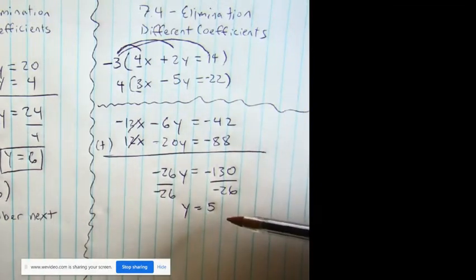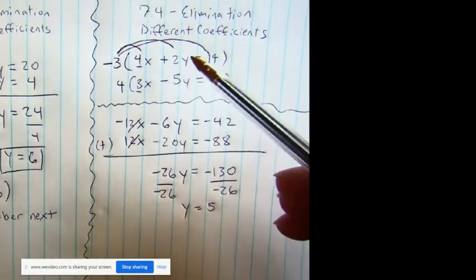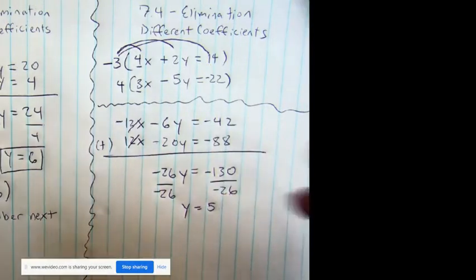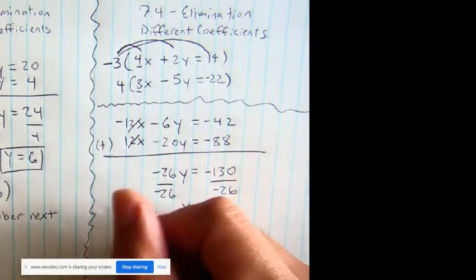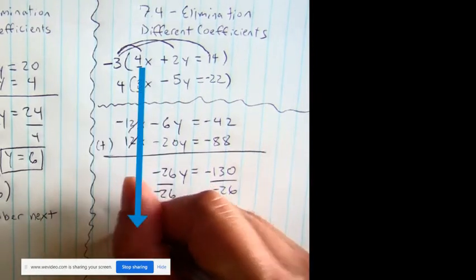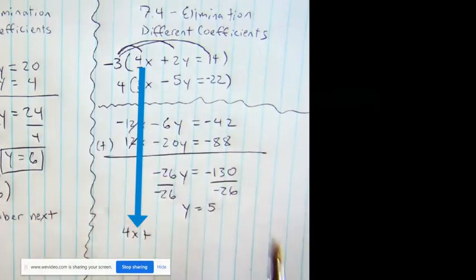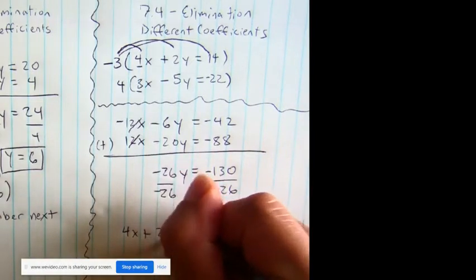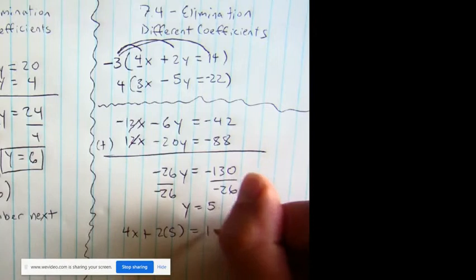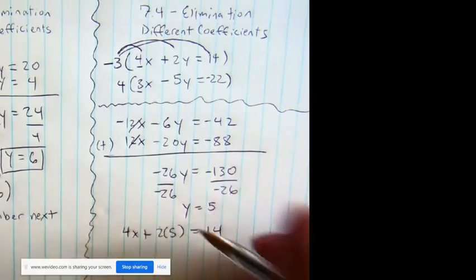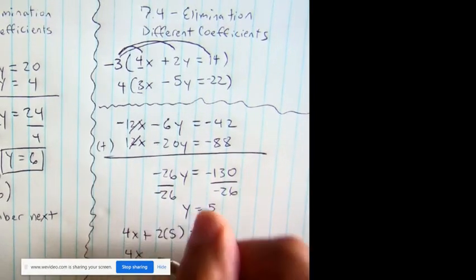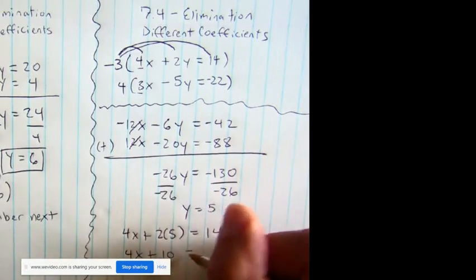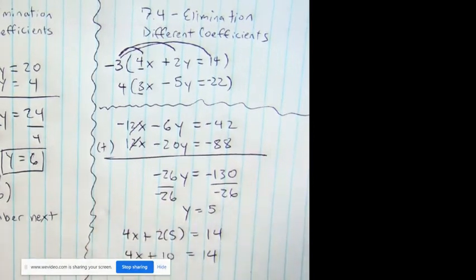So I'm going to plug the 5 into, let's go with the first equation since everything's positive. So I'm going to write down 4x plus 2 times 5, remember y equals 5, equal 14. Then what I'm going to do is multiply 2 and 5 together, so that gives me 10. And then once again, it's a two-step equation.